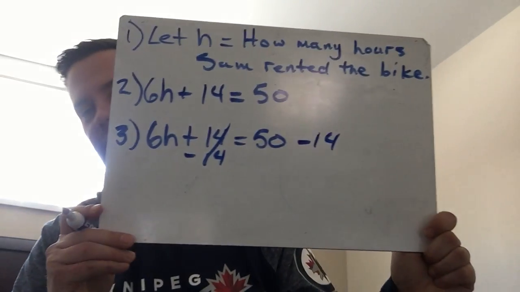Step 3, solve. Get rid of the one not attached to the variable first. In this case, that's the plus 14. So we're going to subtract 14, cancels out. Do the same to the 50. You end up with 6h equals 50 minus 14.